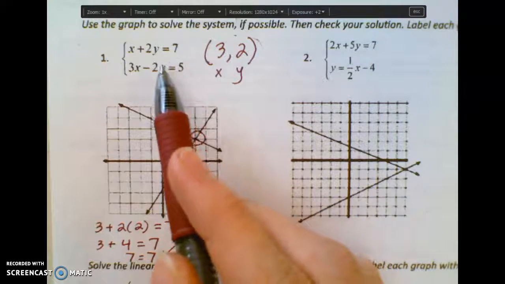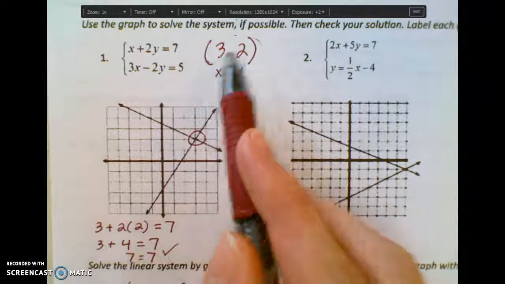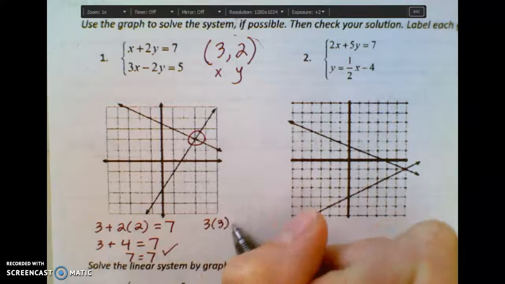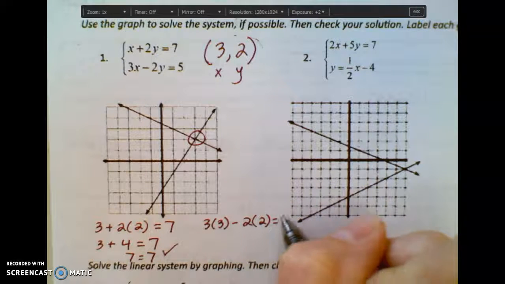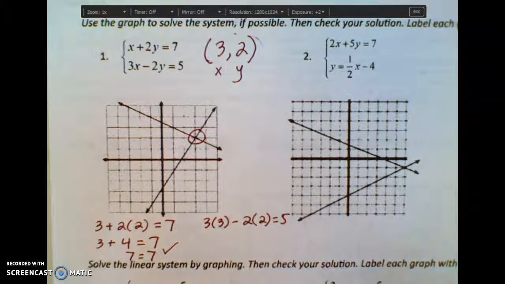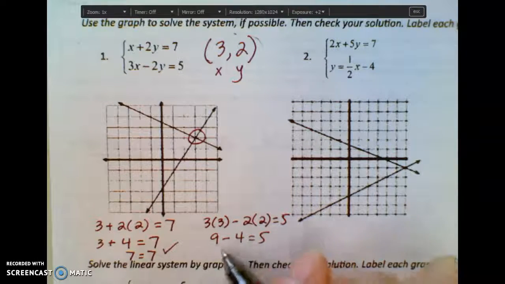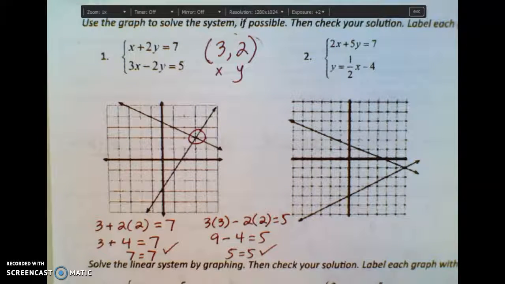Now let's make sure it satisfies the second. We're going to plug in our x and our y value for x and for y. So that'll be 3 times 3 minus 2 times 2 equals 5. Well, 3 times 3 gives me 9. 2 times 2 gives me 4. Does 9 minus 4 equal 5? Yes, it does. 5 equals 5.